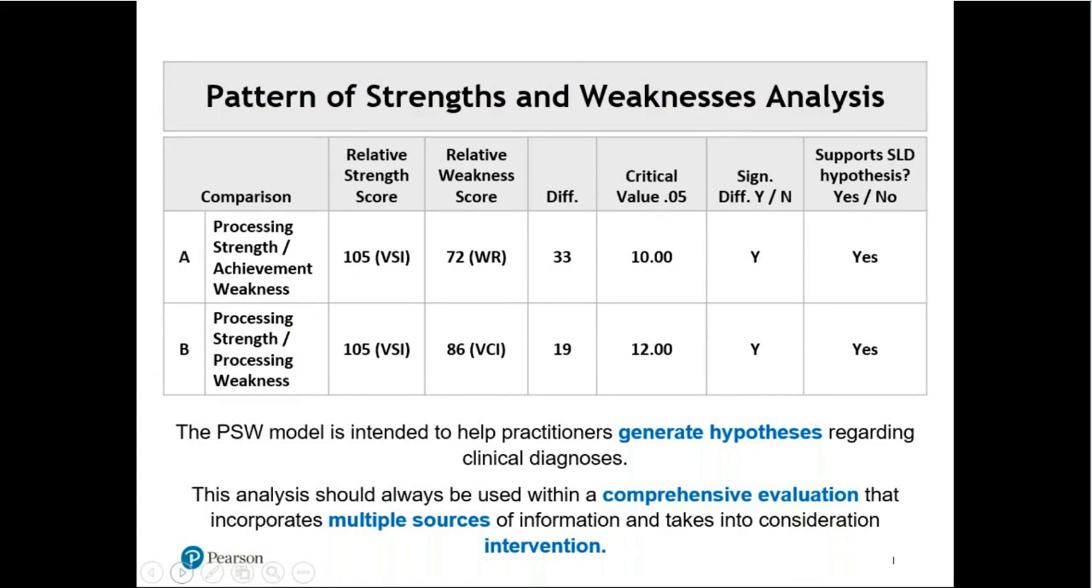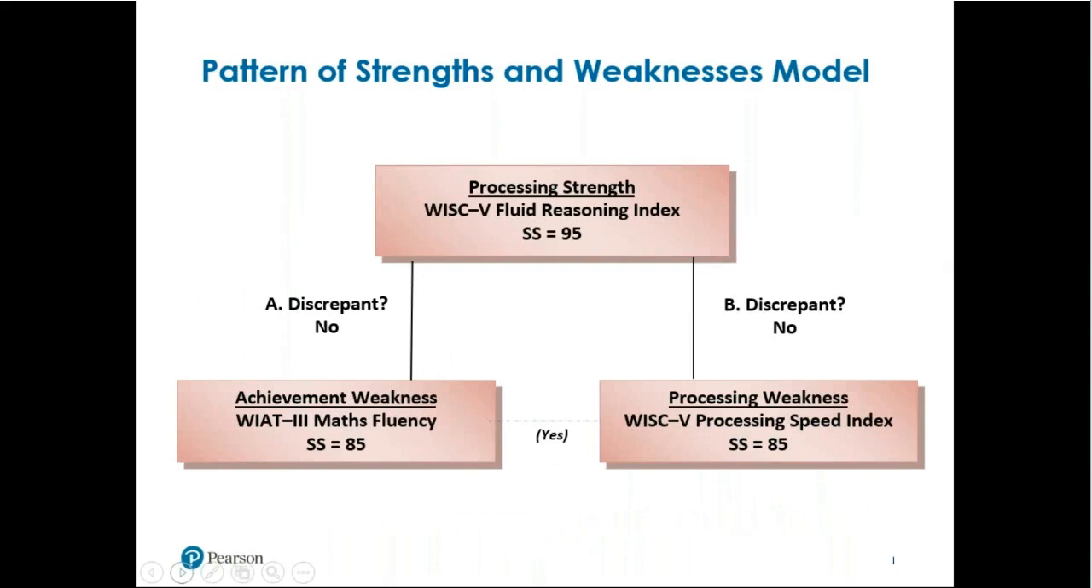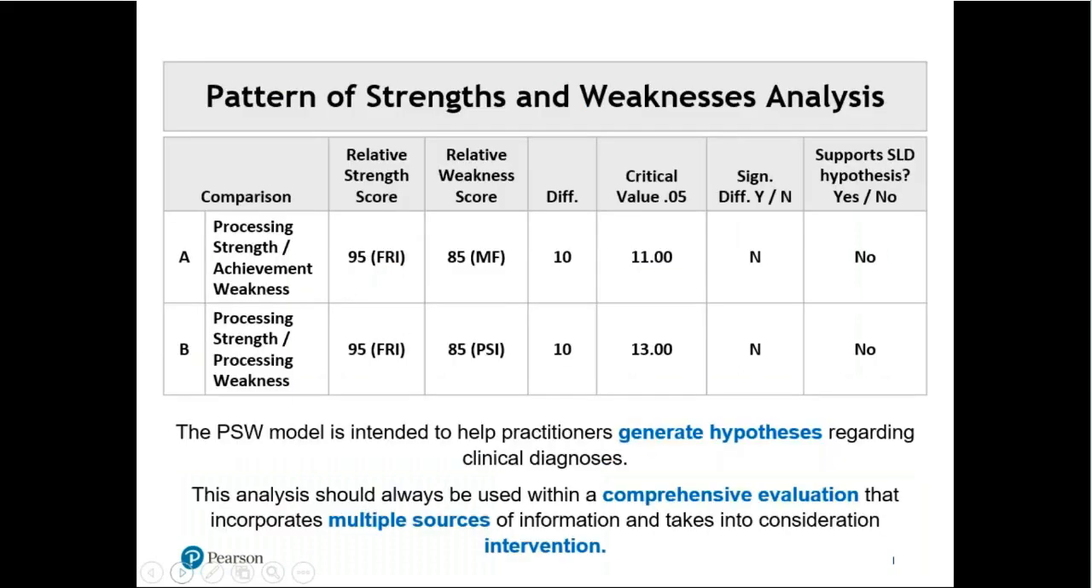So remember, I'm going to keep reiterating this, the patterns of strengths and weaknesses model is intended to help us to generate hypotheses regarding clinical diagnoses. But it should always be used in a comprehensive evaluation that incorporates multiple sources of information and takes into consideration intervention. So let's see another one. Here we have maths fluency compared to a processing strength of fluid reasoning and a processing weakness of processing speed. Now in this instance, there are no discrepant differences between the processing strength and academic weakness or the processing strength and processing weakness. So this wouldn't support our hypothesis for SLD.